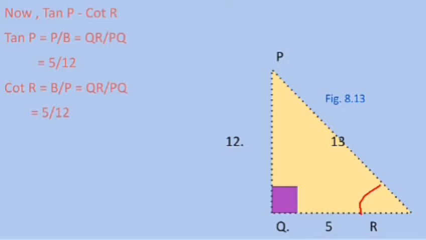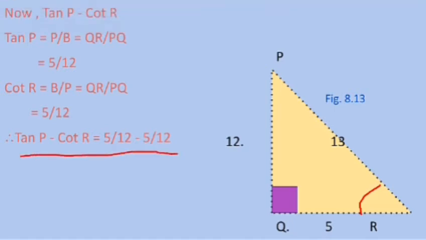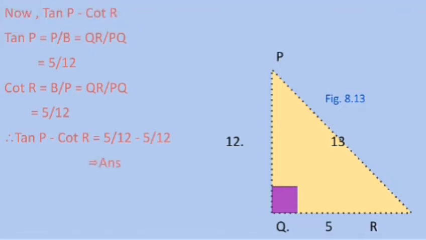So substituting these values, we will now find tan P minus cot R. Putting the values in tan P minus cot R, since the values of tan P and cot R are similar, the answer is going to be 0. Yes, it is absolutely right, because tan P is 5 by 12 and cot R is also 5 by 12. So substituting the values, we get the answer 0. So class, in this way we have solved question 2, and we have found that tan P minus cot R equals 0.